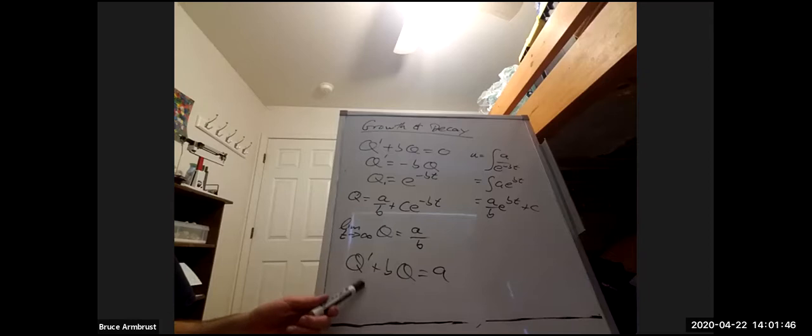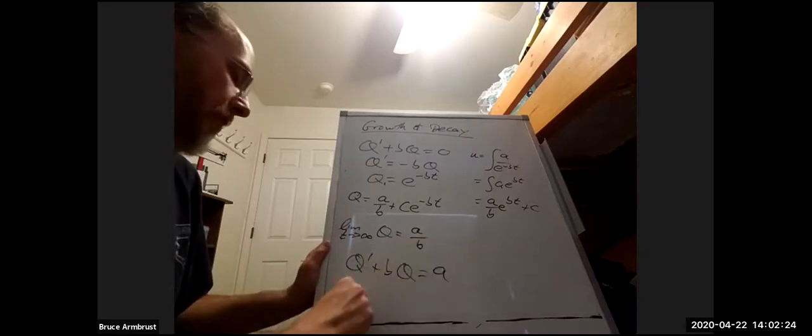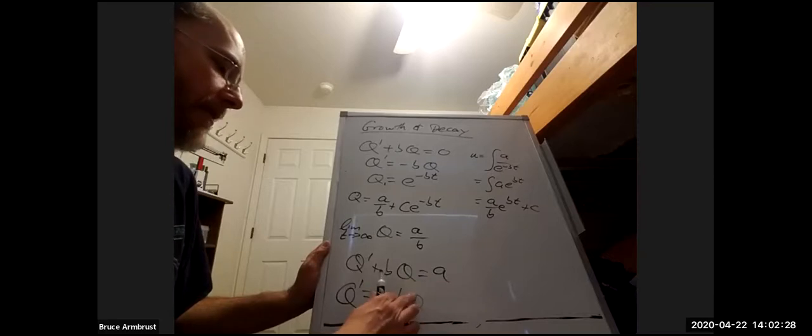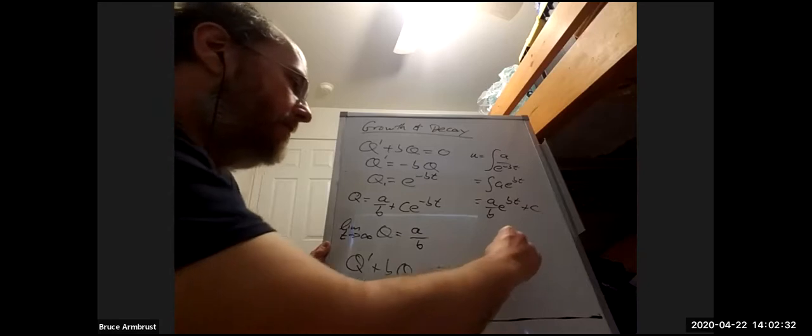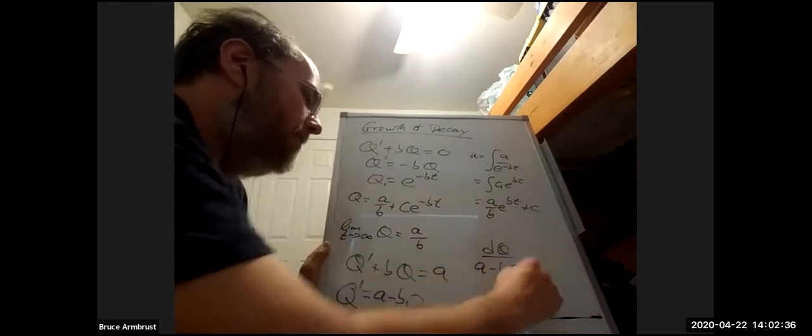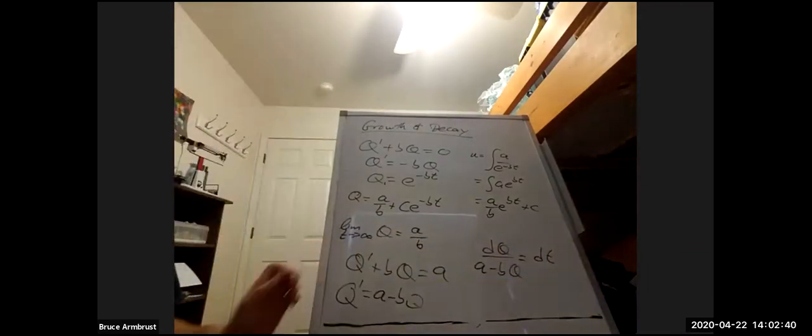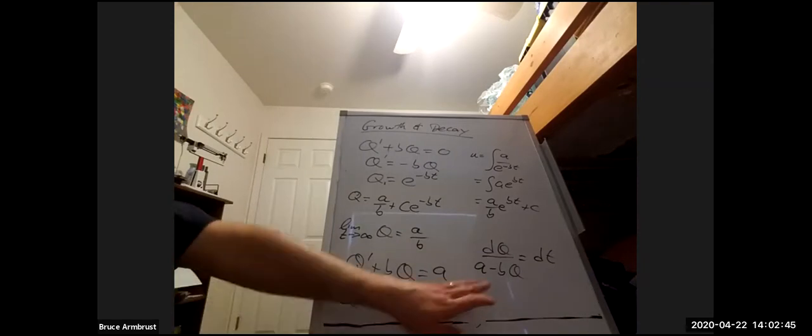All right. So this was a linear first order, so we could use linear first order techniques. However, there are other techniques we could have used here. Anybody see another one we could have done? Well, how about this? It's separable. Let me rewrite it real fast. We have Q prime equals A minus BQ, right? That's how we had it at the start. If I rewrite this, I can get dQ over A minus BQ is equal to dt. So this one's separable, because A and B are constants.